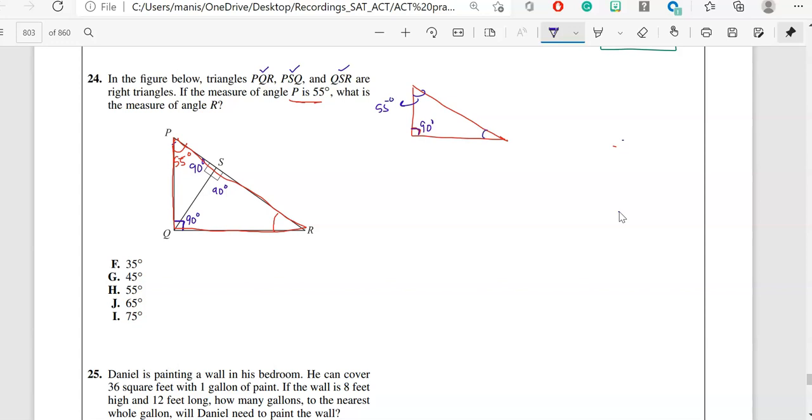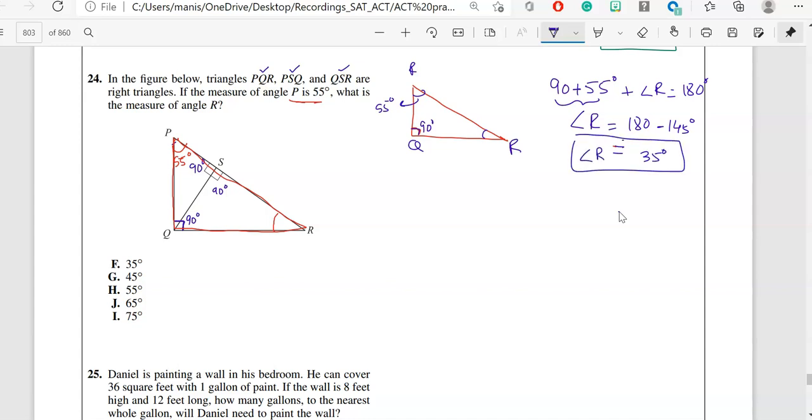How can I find this angle? It's very easy for me. I'm using the angle sum property. Angle sum property says I need to add all of them, and let's take this as your angle R, is equal to 180 degrees. So you will subtract 180 minus 145 degrees. How did I get 145? I added these two. So my answer is 35 degrees over here. That's my angle R. Do we have any answer choice which says this? Yes. Choice F is the correct answer for this problem.